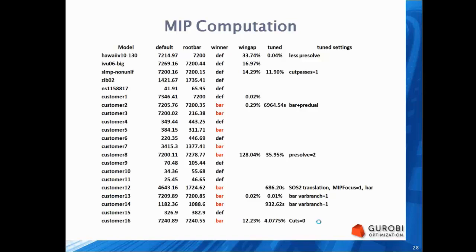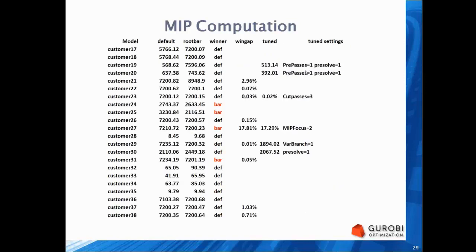And here are more results. You can see presolve is important. Sometimes you need to further reduce the presolve time by setting PrePasses equal to 1. Or you set CutPasses to 3, not very aggressive. But for some models, you need to set MIPFocus to 2 to be aggressive.